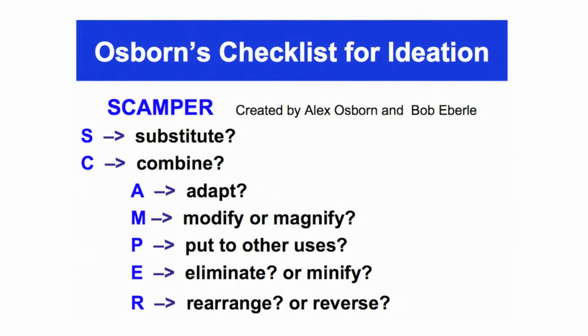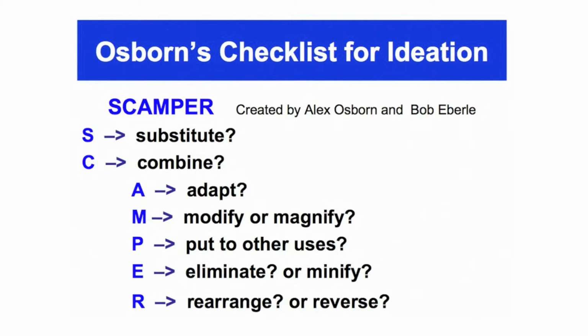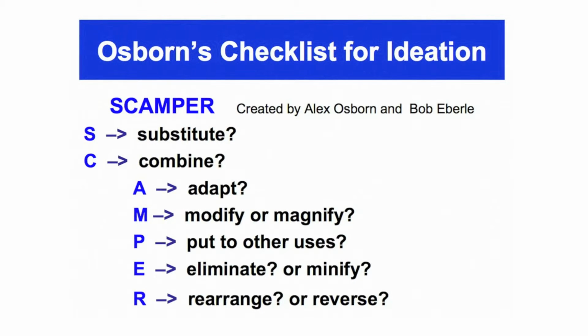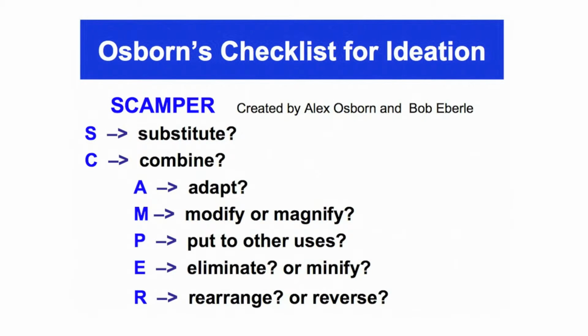Letter M, what can I modify or magnify? Letter P, what can I put to other uses? Letter E, what can I eliminate or minify? And letter R, what can I rearrange or reverse? So you use SCAMPER for idea generation.